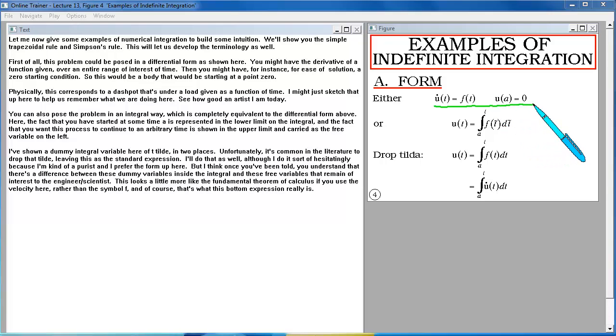You might have the derivative of a function given over an entire range of interest of time, and then you might have, for instance, for ease of solution, a zero starting condition. So this would be a body that would be starting at a point 0. Physically, this corresponds to a dashpot under a load that's given as a function of time. I might sketch that up here just to help us remember what we're doing here. See how good an artist I am today.